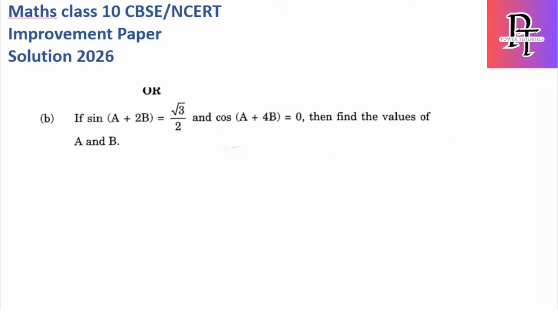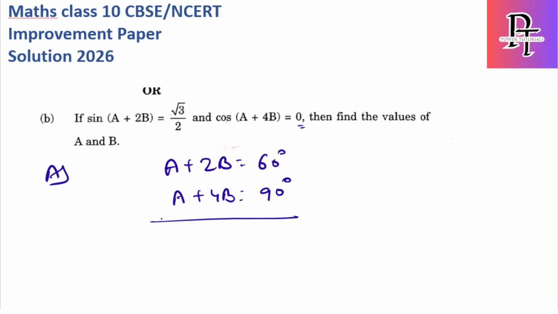Okay, let's move to the B part. So B is a straightforward question when compared to the A part, I can say, because sin of A plus 2B is root 3 by 2, so I can say A plus 2B is nothing but 60 degrees. What about cos of A plus 4B? Cos of A plus 4B, the cos value is 0, indicating that this value is 90 degrees.